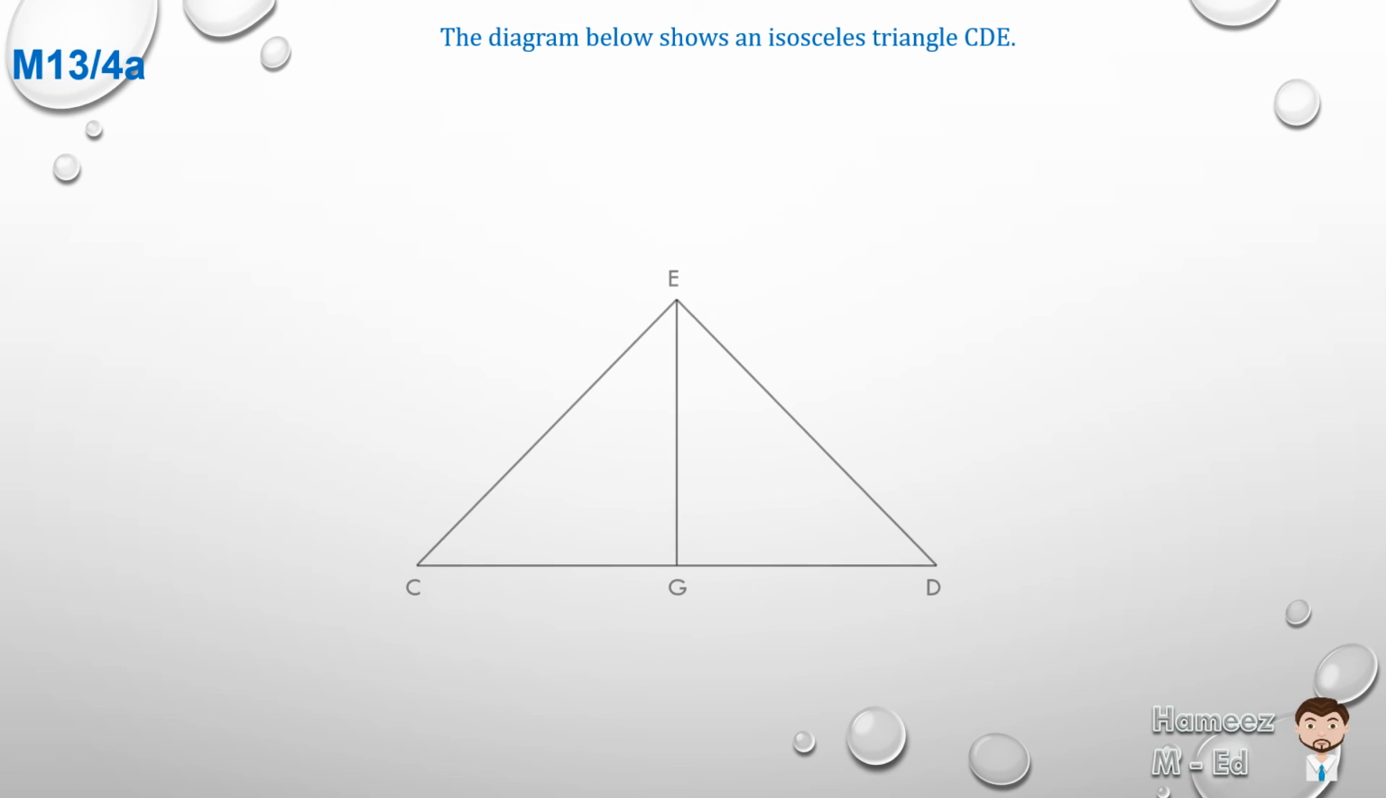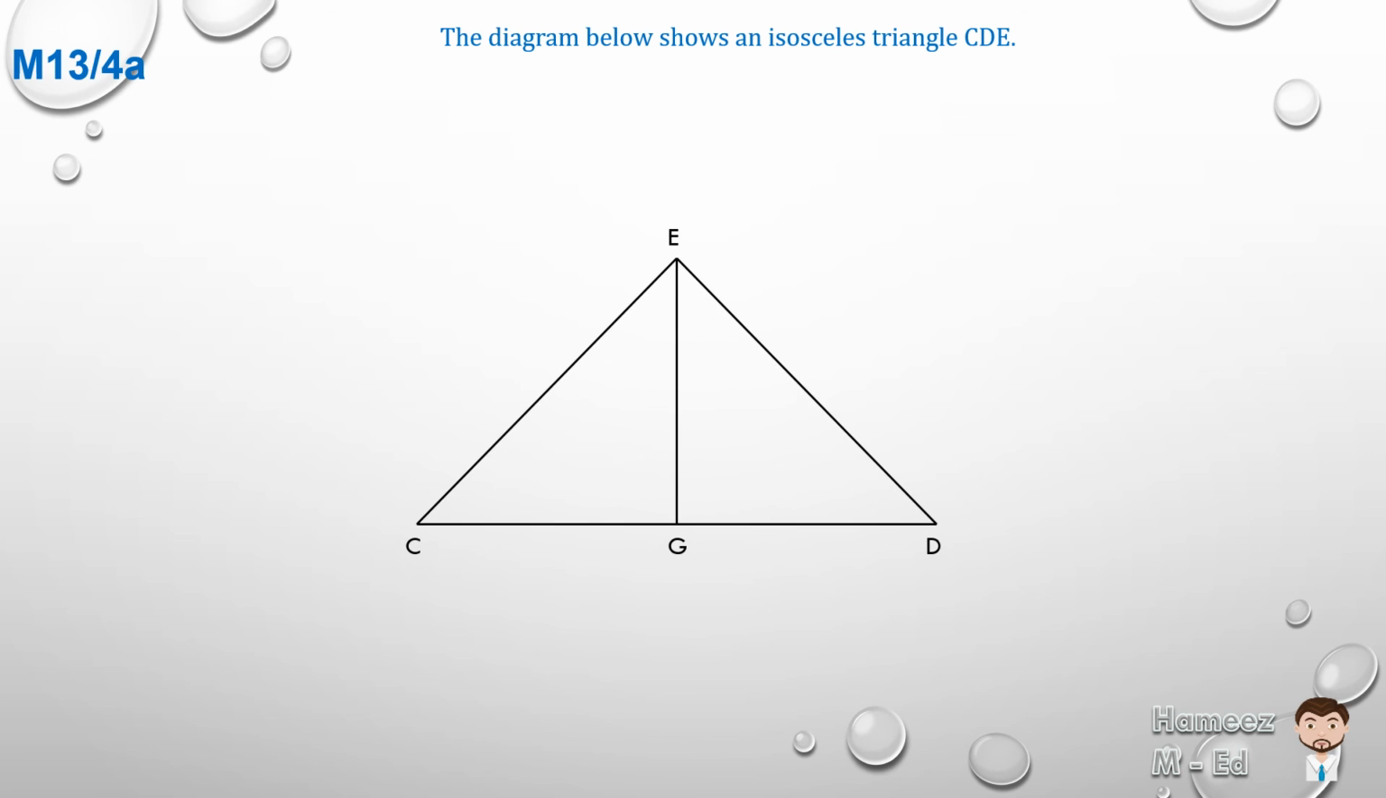May 2013, number 4A. The diagram below shows an isosceles triangle CDE. And if we look at the triangle, we can recognize that the angles at C and D are the same, and the lengths of the sides CE and DE are also the same. The question goes on, G is the midpoint of CD. Part 1. Measure and state in centimeters the length of DE.